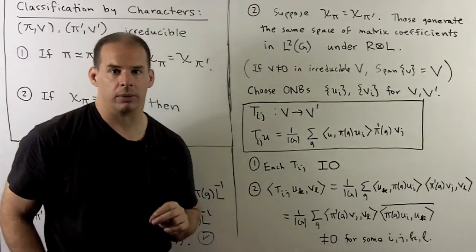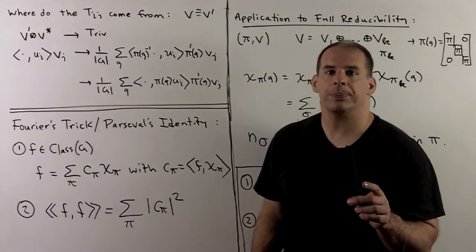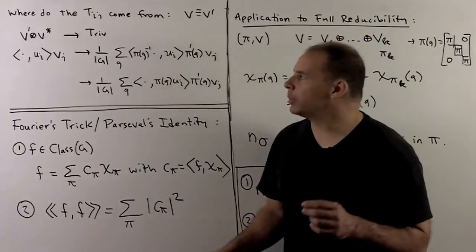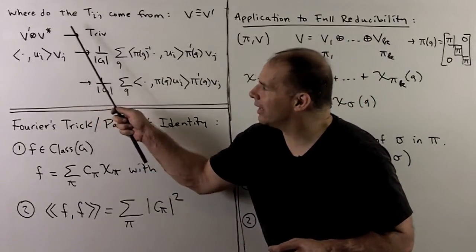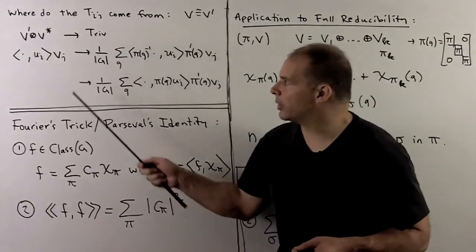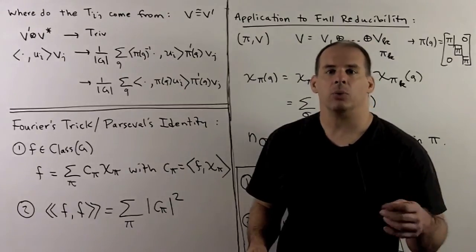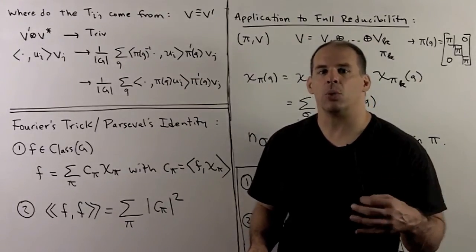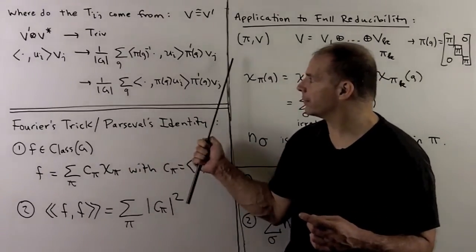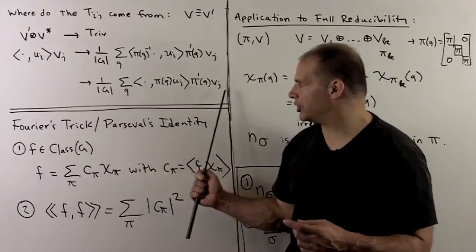So that's our result. Now, where did the T_ij come from? We're expecting that pi and pi prime are equivalent. So I'm going to replace V with V prime in this irreducible component in L2 of G. A typical element here looks like this. To get an intertwining operator, we want G to act trivially, so we'll apply the group action and then average over the group. So that looks like this. I push the pi(g inverse) to the other side, and then we have T_ij.